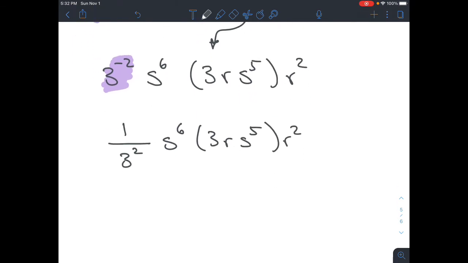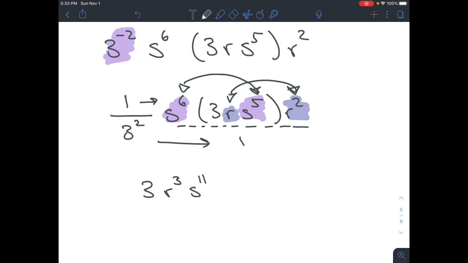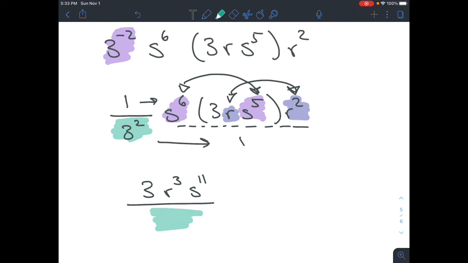I now want to start combining like bases. So I have this s to the 6th times 5 more s's, and I also have an r times 2 more r's. So we can also put all of this stuff basically over 1. And when we smash those together, let's bring the 3 in the front. Then r times r squared ends up being r cubed. Then we have s to the 6th times 5 more s's. That's s to the 11th power. All of that is in the numerator over this guy right here. He's going to go in the denominator, 3 squared.